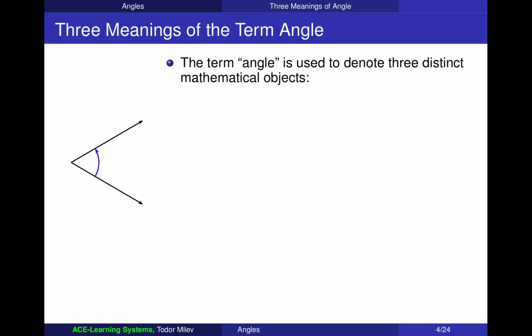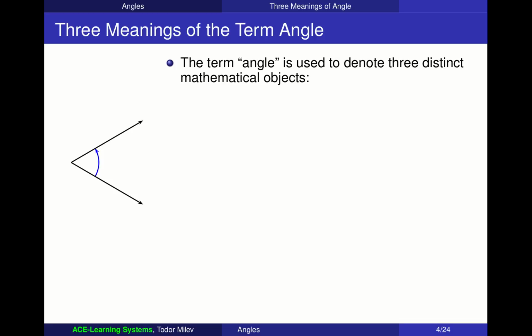But believe it or not, the term angle actually refers to three distinct mathematical objects that are not equivalent to one another. So, the word angle can be used to denote even more things in life, but in mathematics alone, it already denotes three distinct objects.